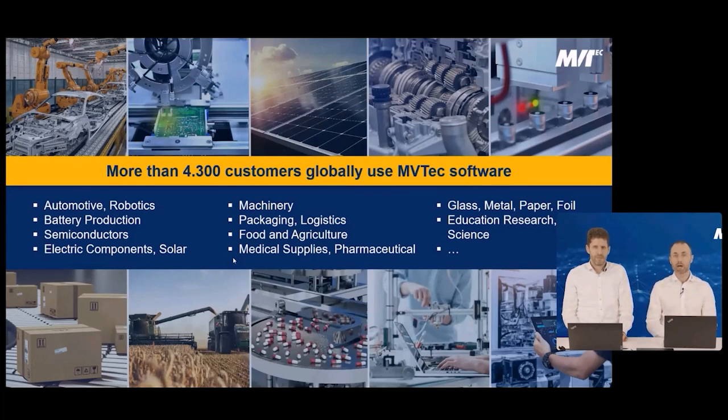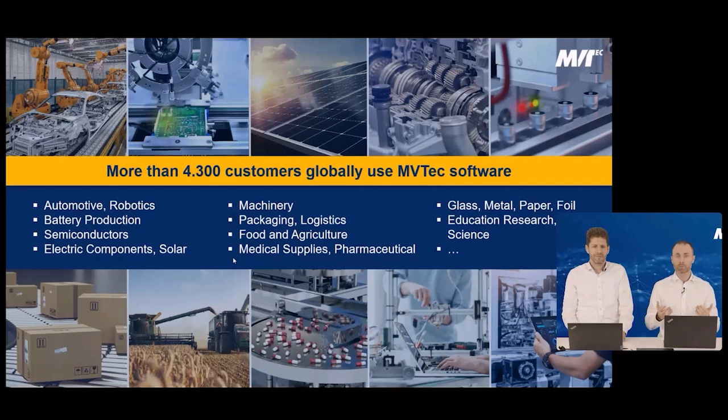So MVTec is a hardware-independent provider of machine vision software. So we are purely focusing on software, manufacturing this software for more than 26 years in our headquarters in Munich. And we have a global customer base of more than 4,300 customers across all kinds of different industries, because machine vision is a multi-purpose technology, and especially with fields like the industrial Internet of Things, more and more companies will need machine vision. So this is a huge growing field.